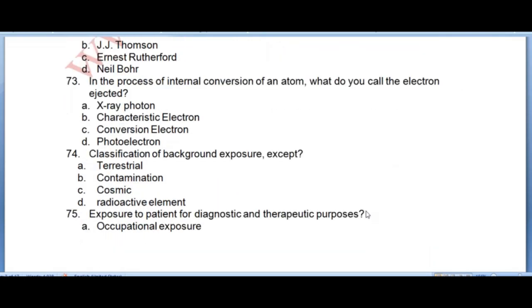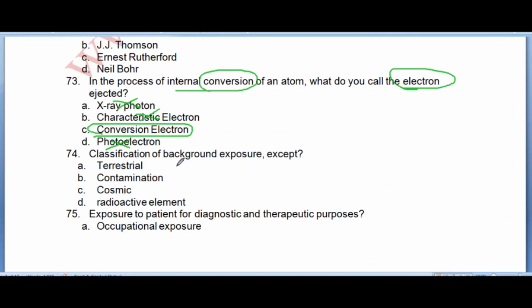Next, 73. In the process of internal conversion of an atom, what do you call the electron ejected? So, ito na po yung ating keyword. Internal conversion. The ejected electron will be called conversion electron. Hindi po siya X-ray photon. Hindi din po siya characteristic electron. Wala po tayong term na ganon, na characteristic electron. Hindi rin po siya photoelectron dahil ang photoelectron ay ang removed electron or ang ejected electron during photoelectric effect.